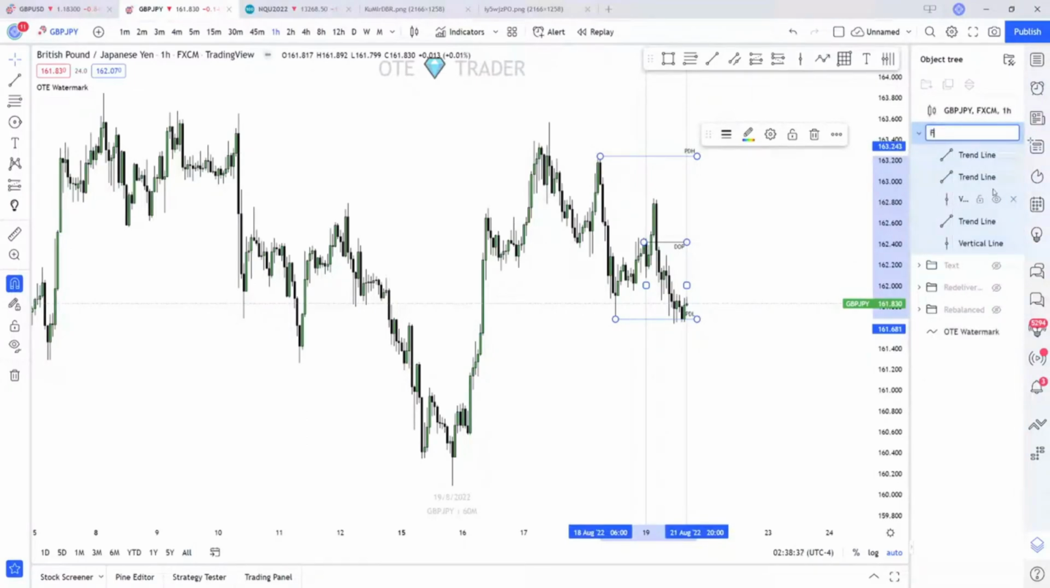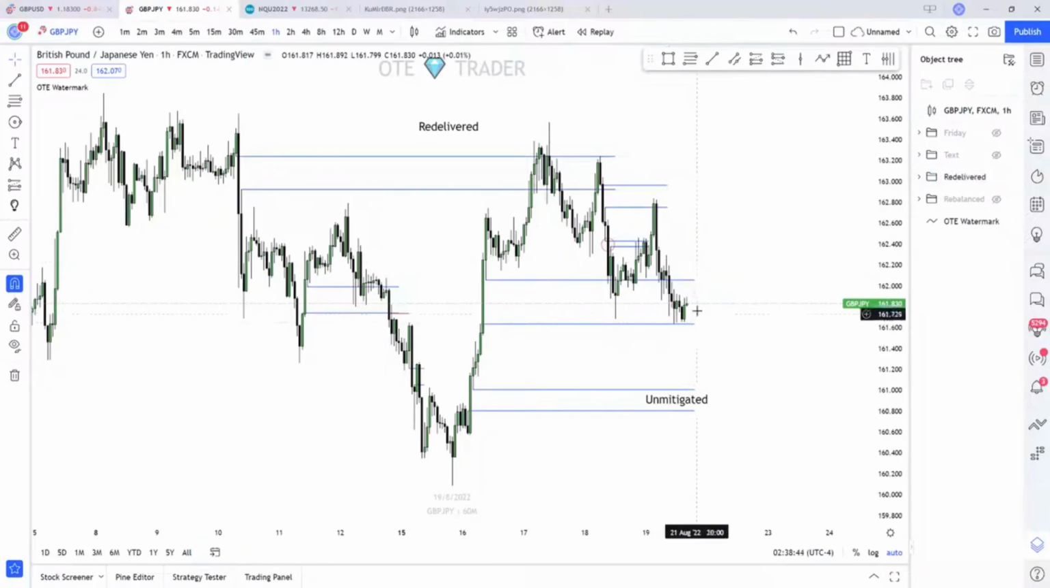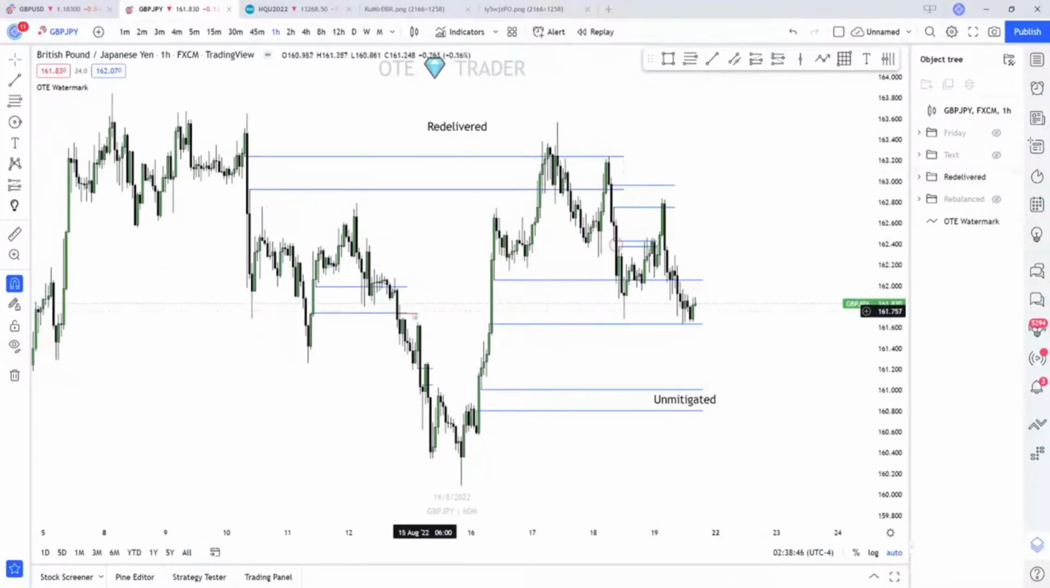Let's call it Friday, because it was Friday. Right, so let me remove that. And let's look at the redelivery of price. So every time there's an imbalance created in the form of a fair value gap, so we have a bearish fair value gap here. Once we trade through it, it's not redelivered and not rebalanced because nothing has come back into it. Now, at some point, price comes all the way back, redelivers price over here, right?